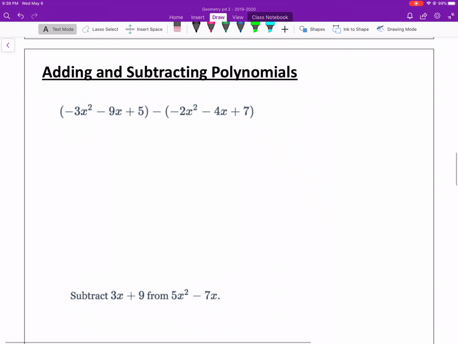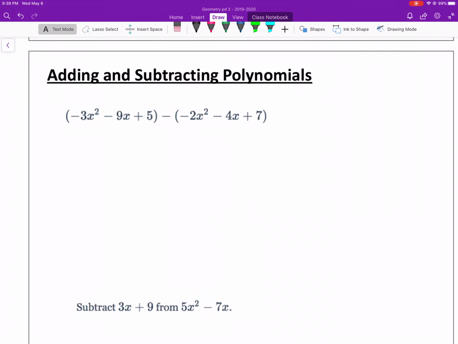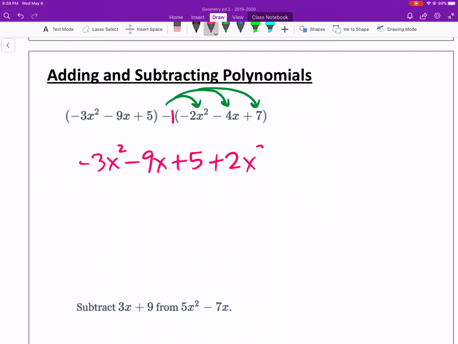Now subtraction. Very simply, just like combining like terms. However, this time with subtraction, there is a negative 1 in front of the second expression. So remember, we distribute that, and all that does is change the signs. The first expression, you just rewrite it. The second expression, because there's a negative in front of it, just change the signs. So negative 2x squared becomes positive 2x squared. Negative 4x becomes positive 4x. And positive 7 becomes negative 7. Just change the signs.